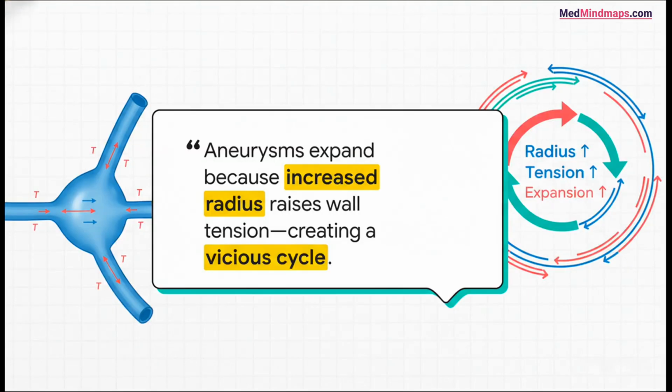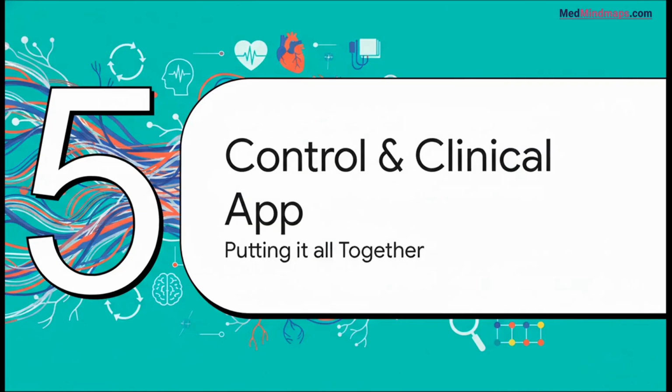And this right here, this is a huge, high-yield exam trap. It's so tempting to think that high pressure is what makes an aneurysm grow. But the key, according to Laplace's law, is that as the aneurysm gets bigger, its radius increases, and that itself increases the wall tension. It creates this dangerous, vicious cycle where expanding leads to more tension, which then leads to more expanding. All right, let's land the plane.